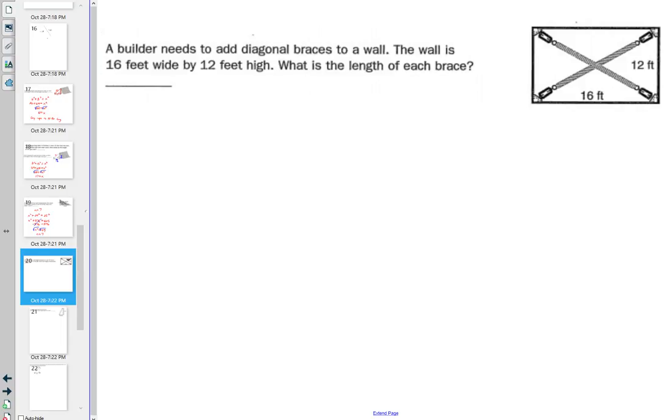A builder needs to add diagonal braces to a wall. The wall is 16 by 12. What's the length of each brace? This is actually also going to be... I'm going to show you the work on Pythagorean theorem, but just for fun.